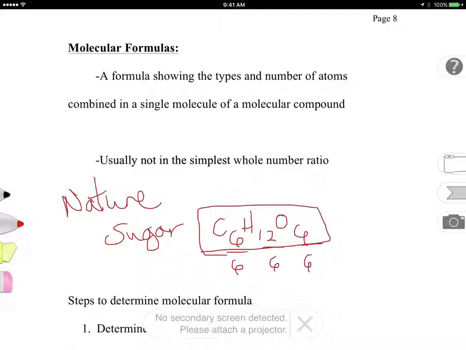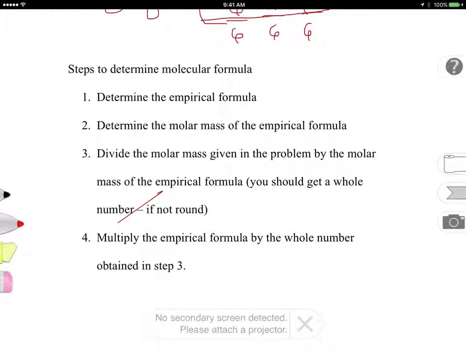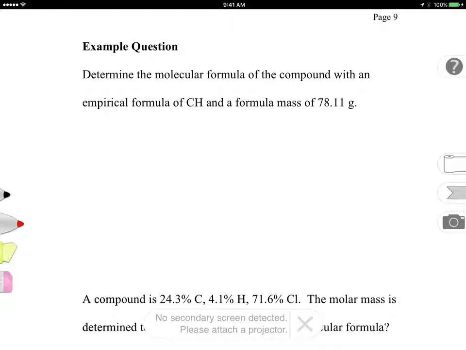We're just going to go ahead and do the examples. This is the steps that you need to have in order to do that. And note here, the very first step is to have the empirical formula. So if you're not given the empirical formula, you have to go back and do everything that we have just done. Okay. All right, the example. Determine the molecular formula of a compound with the empirical formula of CH. First thing, take your empirical formula, okay, and add up all of those masses. 13.02 grams per mole. Okay.